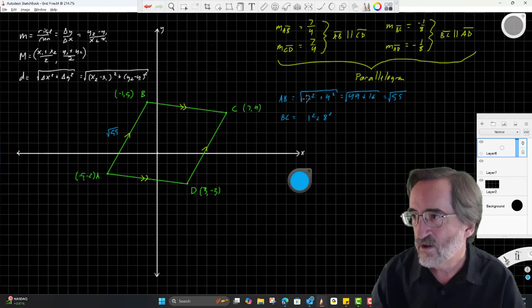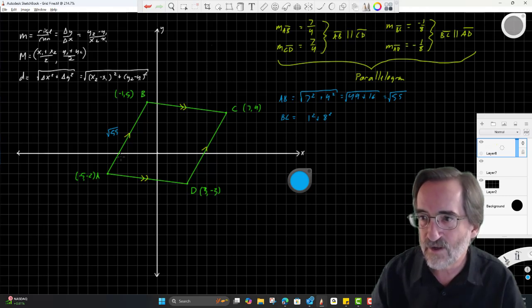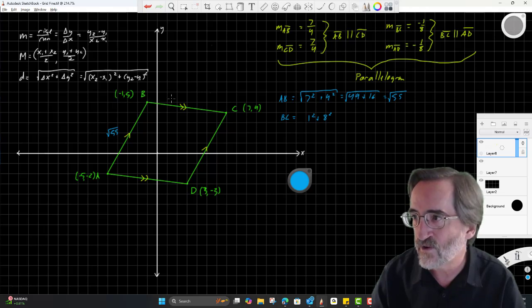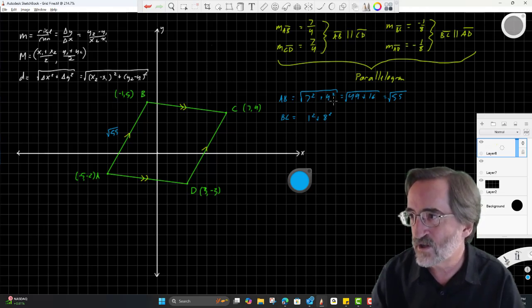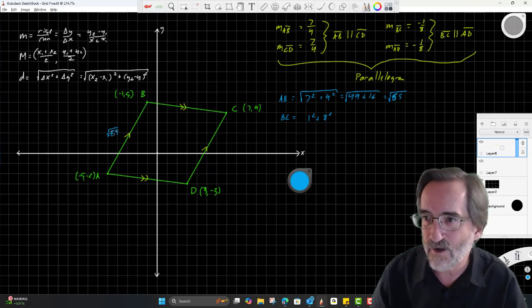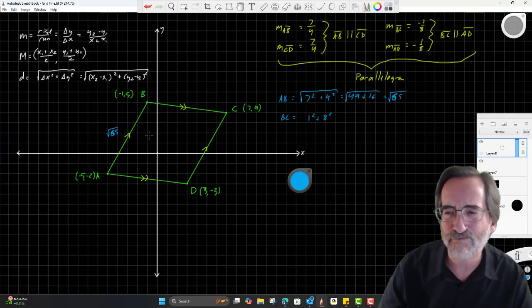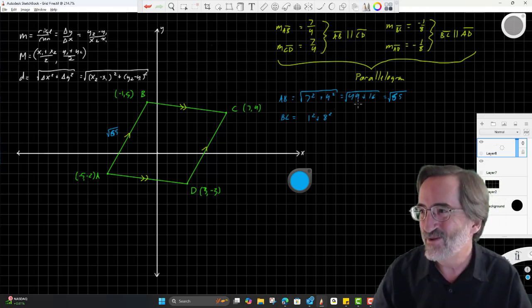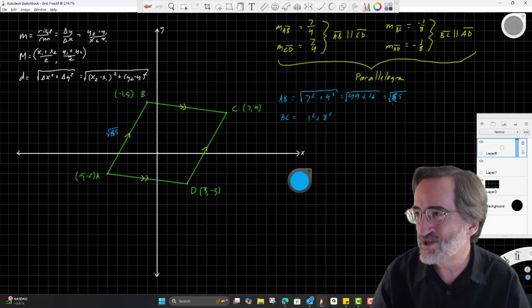Hold on. 7 squared is 49. 50, not 55, 65. 65. Maybe there was an arithmetic error creeping in that was bugging me. Those will get you. Those will get you for sure.